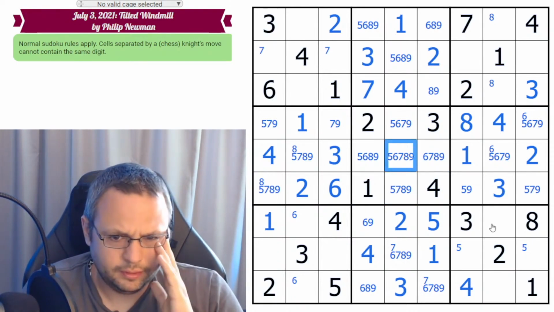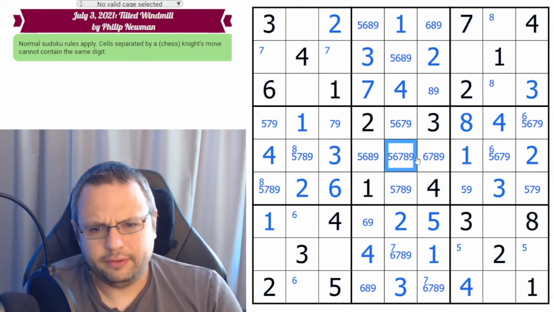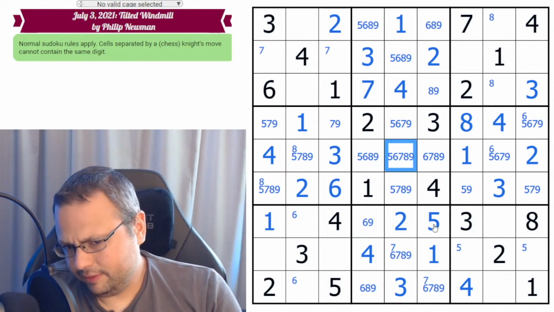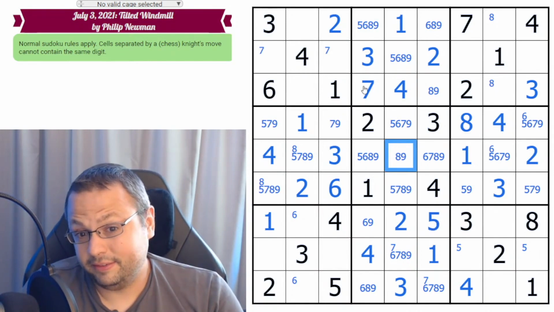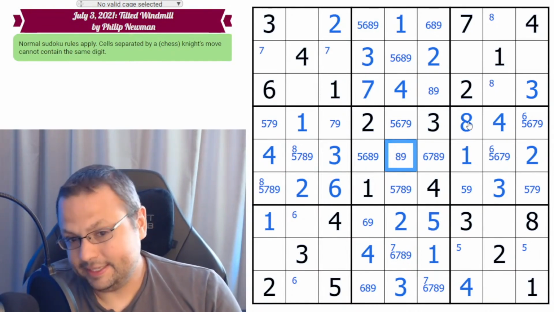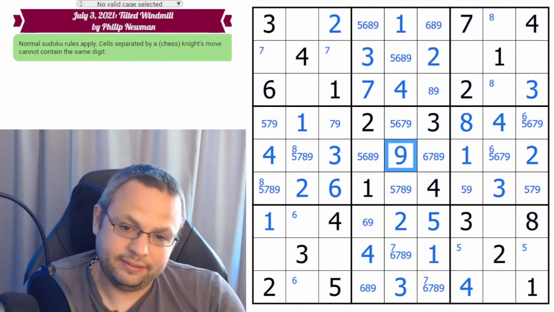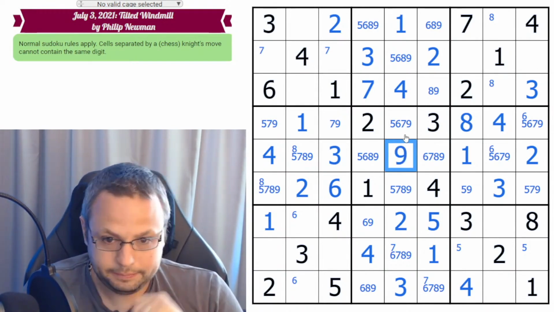What about this one? Okay, we're getting somewhere. This one can't be a 5 because it sees a 5 here. It can't be a 6 because it sees a 6 there. It can't be a 7 because it sees a 7 there. And it can't be an 8 because it sees an 8 there. So actually, this center cell is a naked single 9.